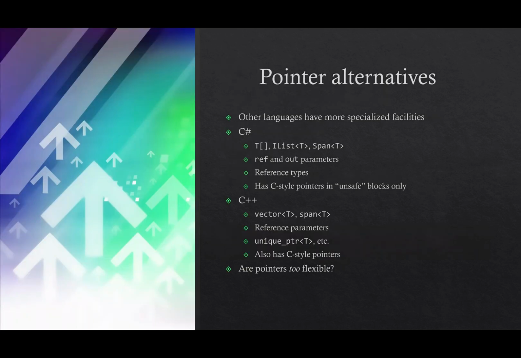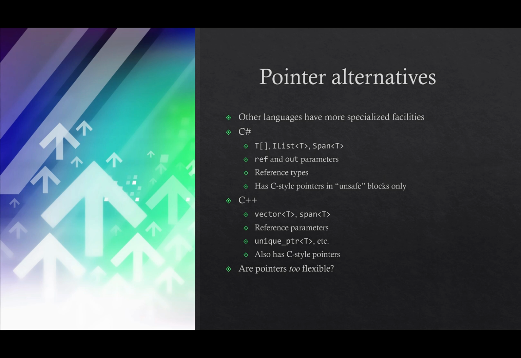So we've seen how pointers are used for lots of things in C, but also how that very flexibility means that the language can't enforce strong guarantees about memory bounds and memory lifetime. So let's consider how other languages have achieved some of the same purposes, but in a more controlled way. And they've generally done it by defining more specialized facilities than pointers.